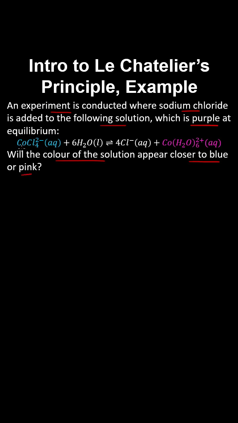So at equilibrium, the cobalt tetrachloride species is blue and the other cobalt complex is pink. And by adding sodium chloride in an aqueous solution, it dissociates into sodium and chloride ions and thereby increases the concentration of the chloride ions in the solution. So therefore the reaction shifts to the left to relieve the stress due to the increase in concentration, and will thereby create more cobalt tetrachloride, and the solution will appear closer to blue than pink.